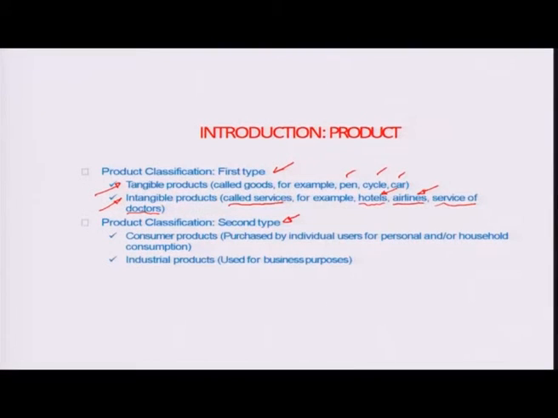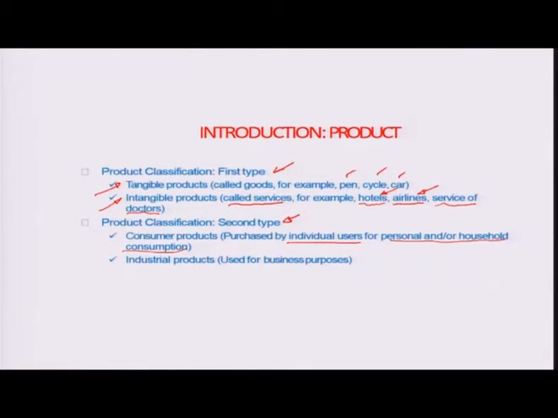The second one of course is based on who are the buyers or the users. So, there can be products bought by individual users, particularly for personal or household use or consumption. So, these are known as consumer products, or consumer goods.